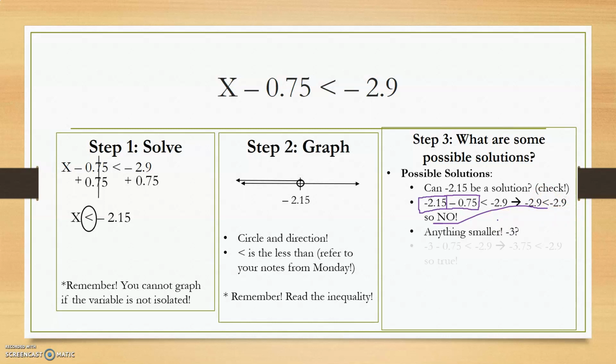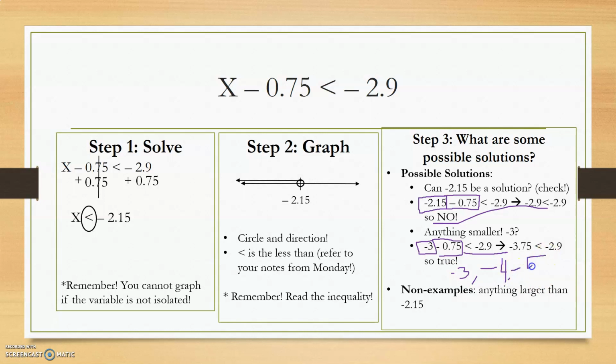Let's try negative 3. Negative 3 minus 0.75. If I evaluate this, I get negative 3.75 is less than negative 2.9. That is true. Okay, so some examples, you could say negative 3, you could say negative 4 is a possible solution, you could even say negative 5, and so on.